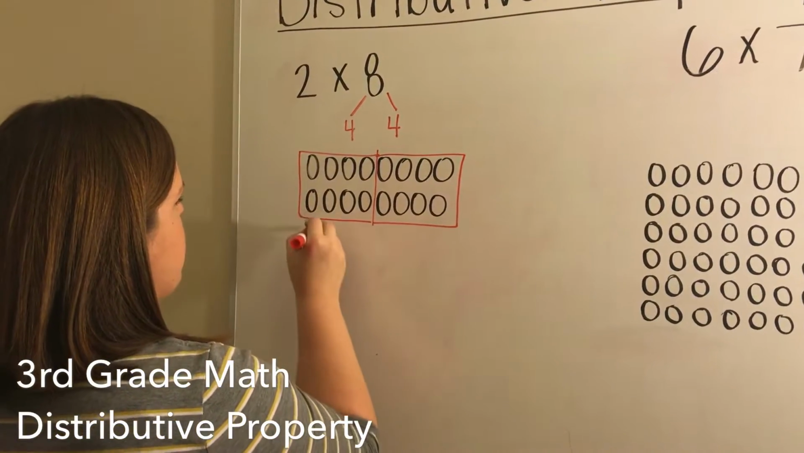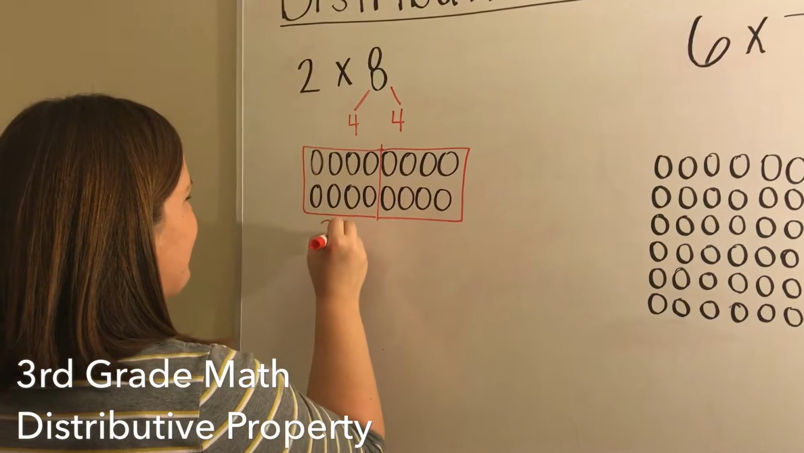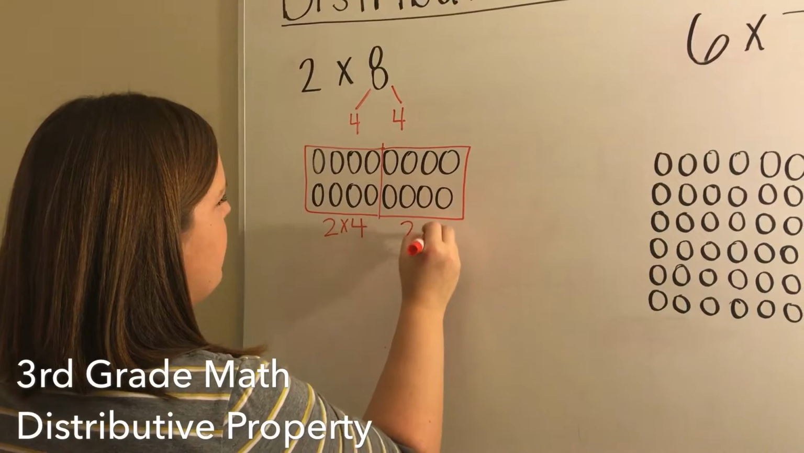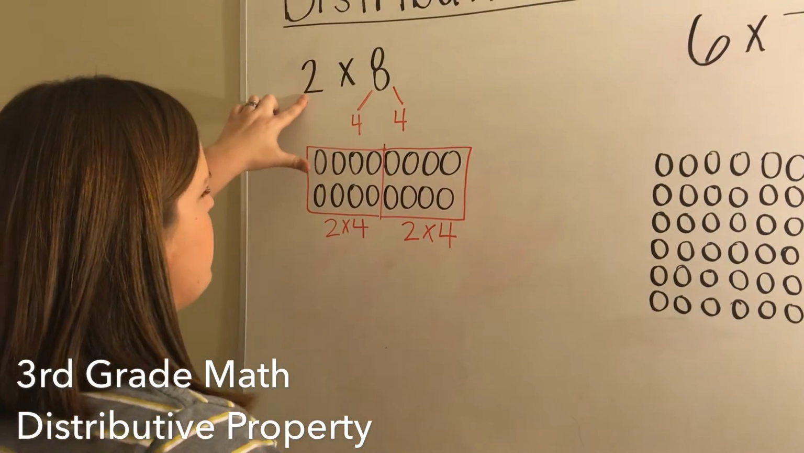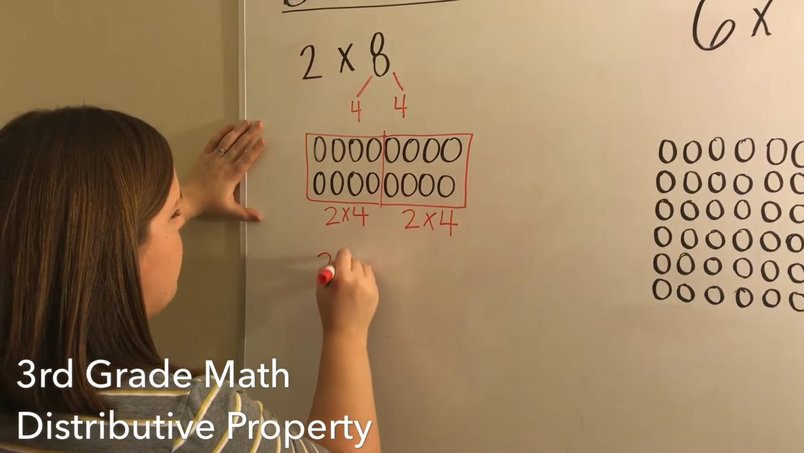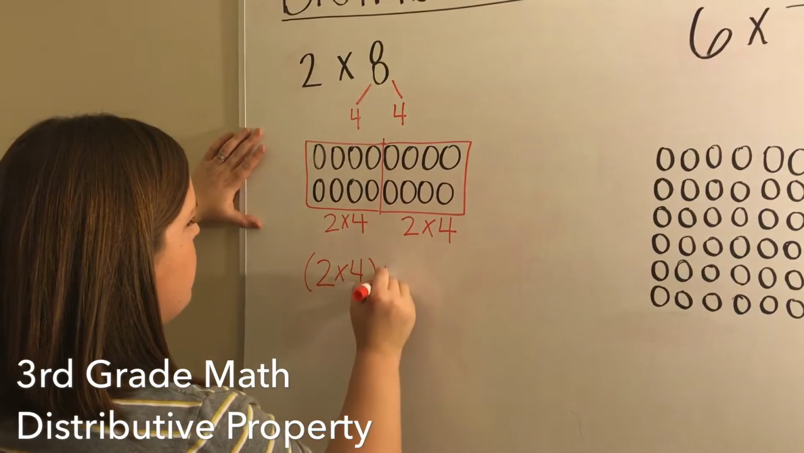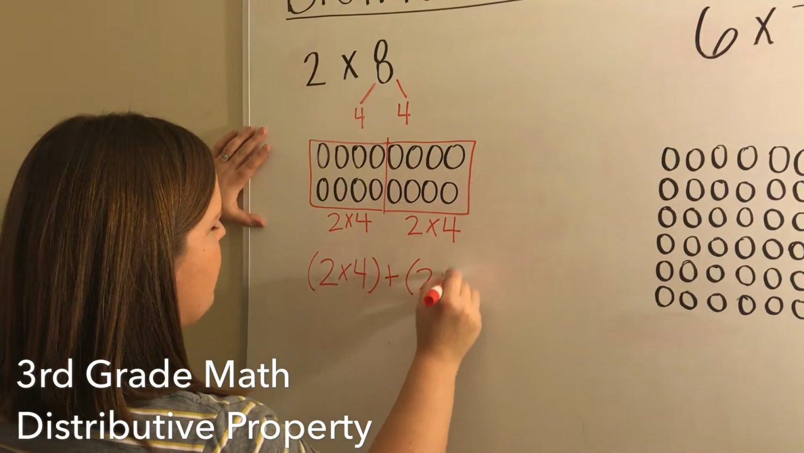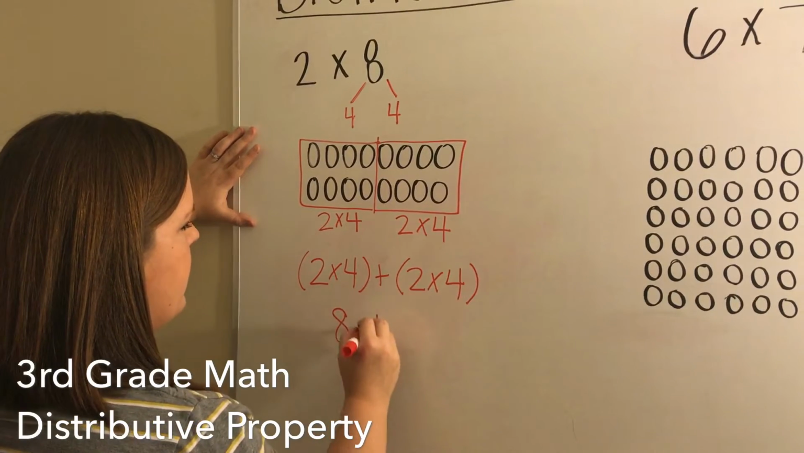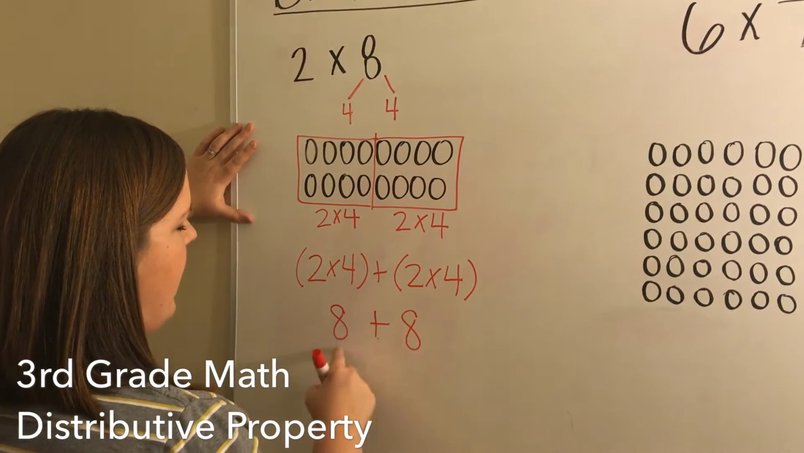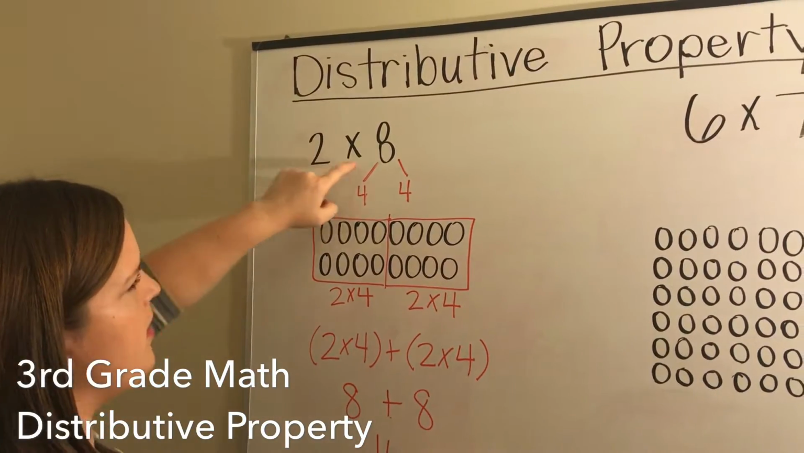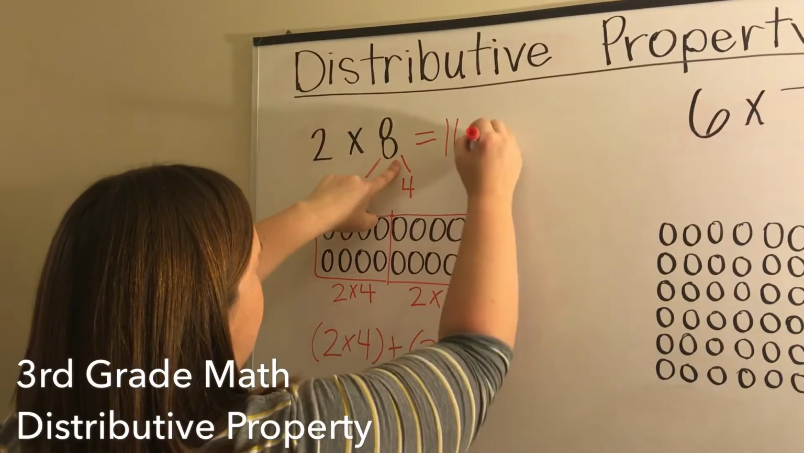Okay, so the first array is going to be 2 rows of 4, or 2 times 4. And the second one is also 2 times 4. And then we're going to rewrite this equation using the 2 smaller equations. So instead of 2 times 8, it'll be 2 times 4 plus 2 times 4. 2 times 4 is 8 plus 2 times 4 again is 8. 8 plus 8 is 16. So our larger equation, if we go back up here, 2 times 8 equals 16.